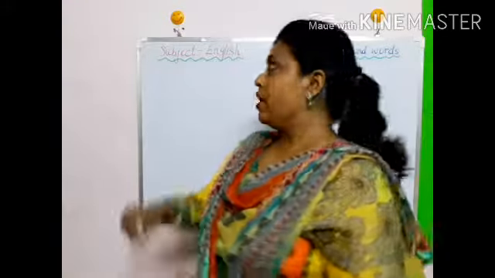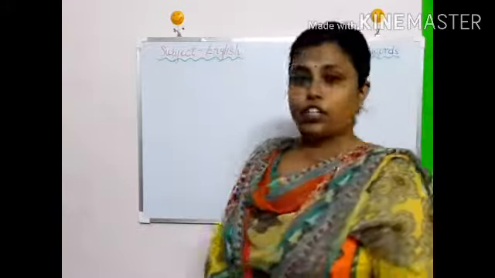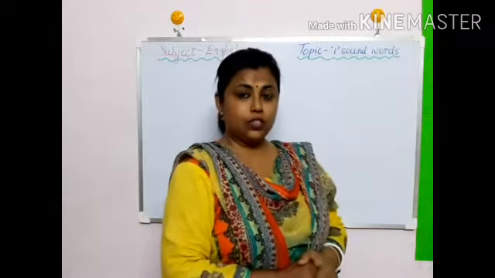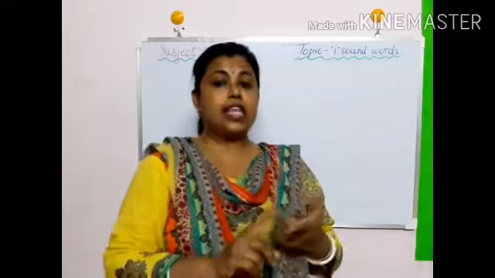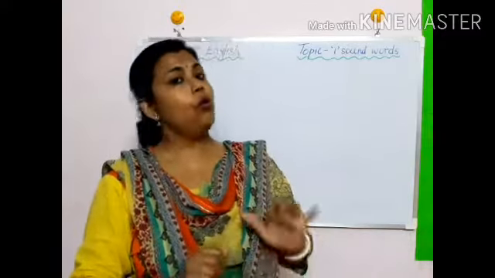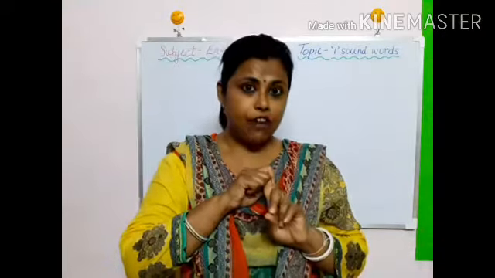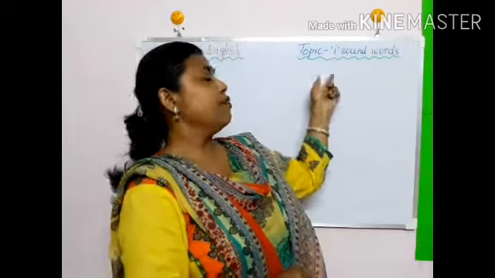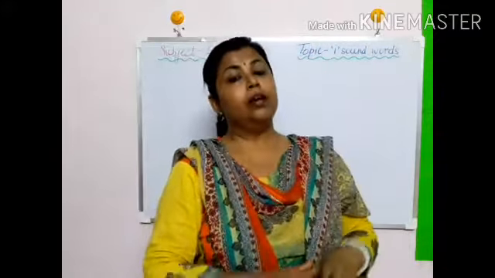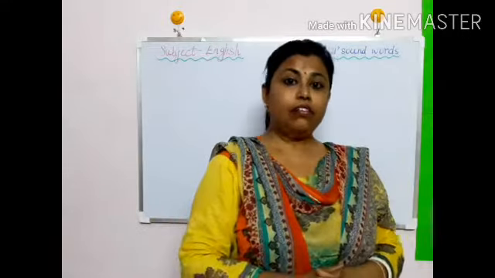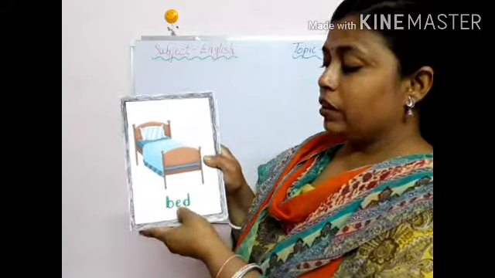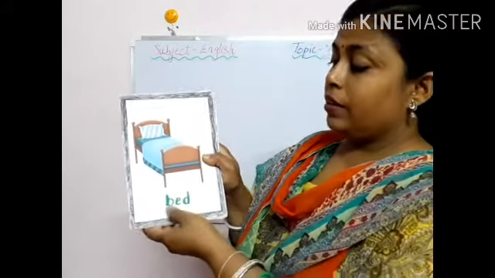Fine. Today we are going to do English with the topic I sound words. You have done the vowels A, E, I, O, U. We have done the A family. We have done the E family. Now today we will do the I family. But before that we will revise the E family. Now we will do the ed family.